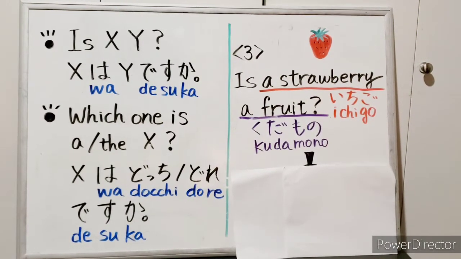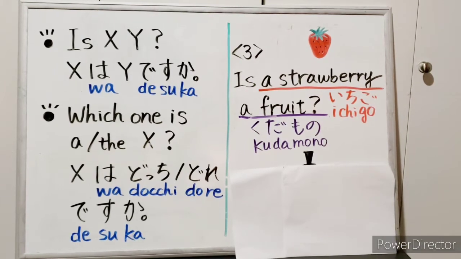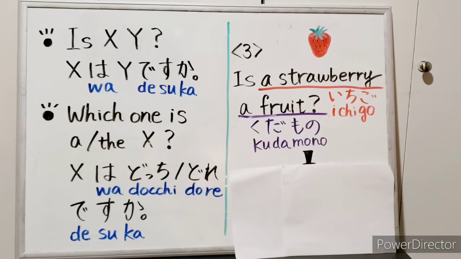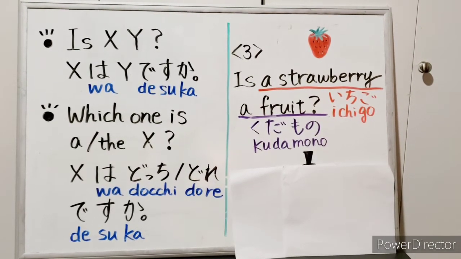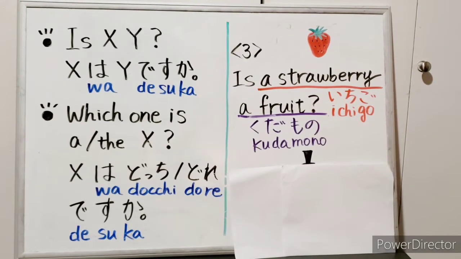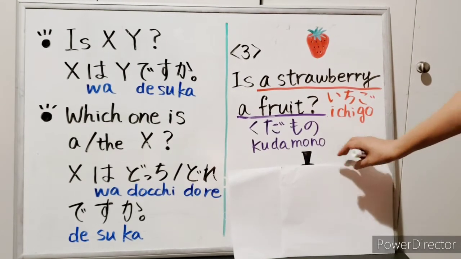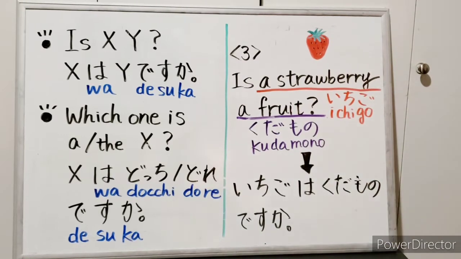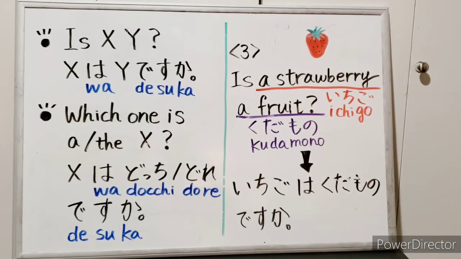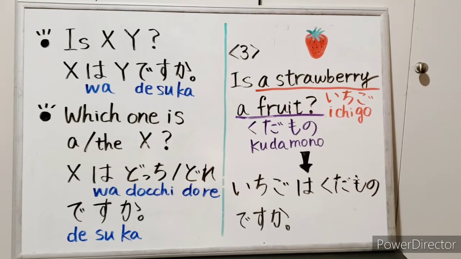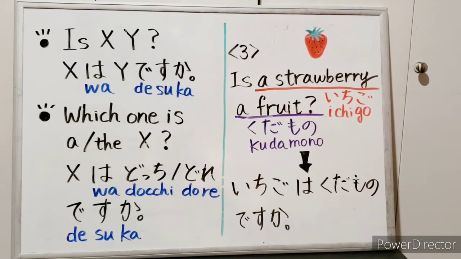Number 3. Is a strawberry a fruit? The answer is いちごは果物ですか?